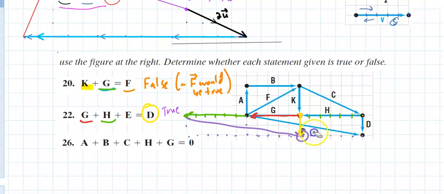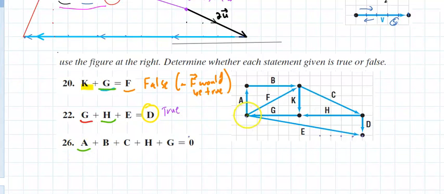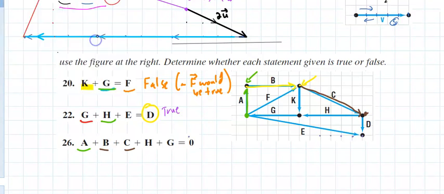Alright, I'm going to erase this and tackle the last part, and let's see if that's true. This says, start at A. So I'm starting right there. I'm going to go up. Now I am right here. Then apply B. Well, there's B. Now I'm right here. Then apply C. Now my baggage is right there. Then apply H. And lastly, let's apply G. Where's G? It's saying it's the 0 vector, which means you're back to where you started, and that is true.